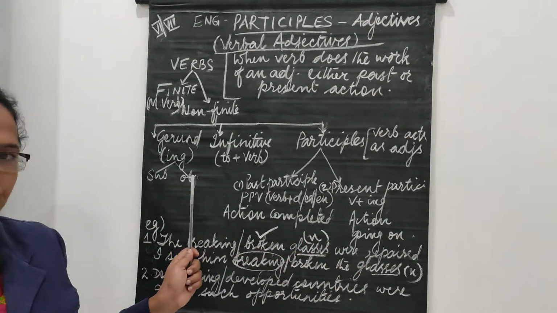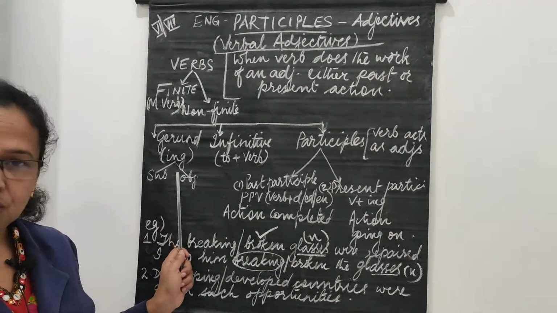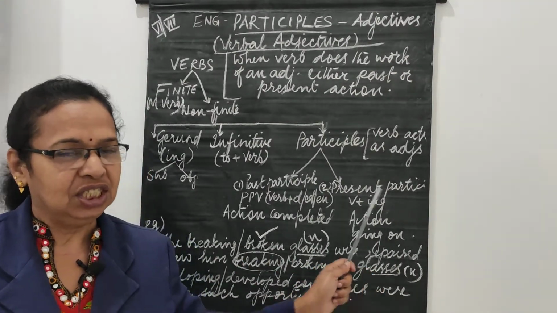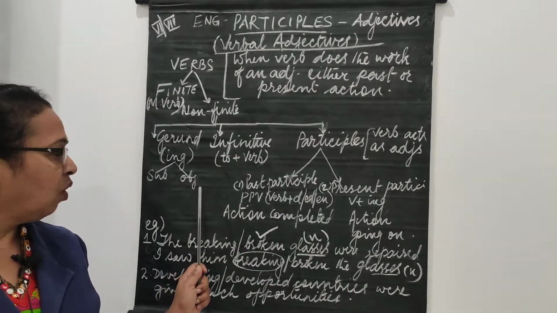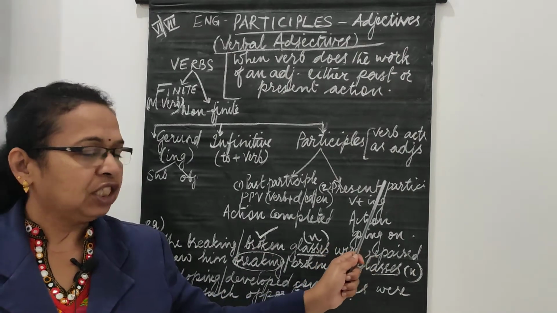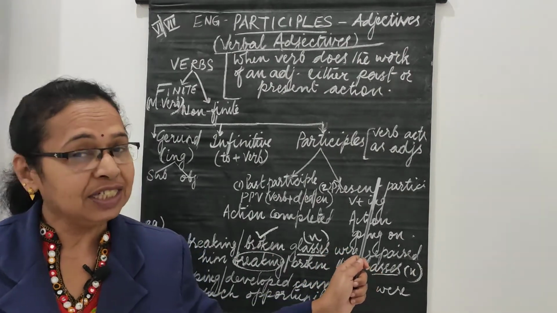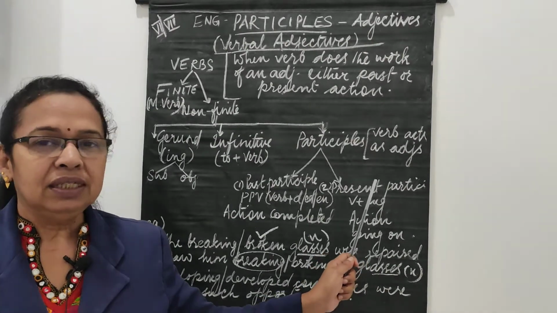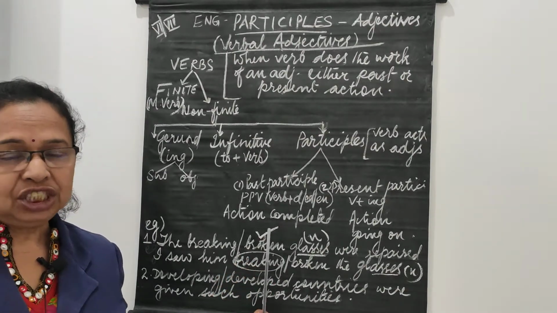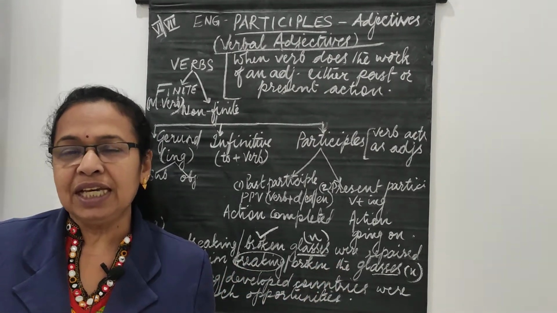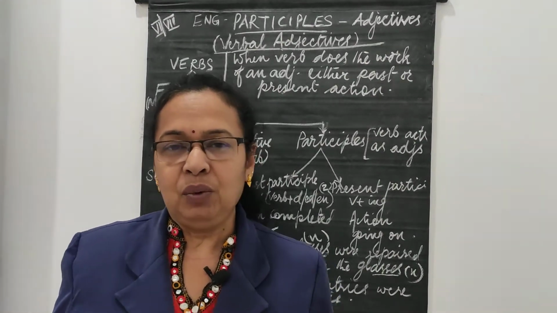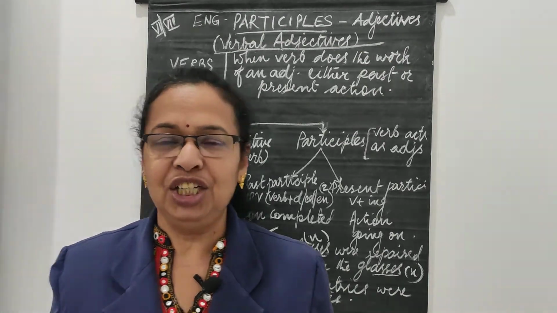The thing to be noted over here is that a gerund is also verb plus ing. Present participle is also verb plus ing. A gerund does the work of a subject or an object in a sentence, whereas verb plus ing in the present participle form does the work of an adjective in a sentence. That means it describes more about the noun. Past participle is action completed, whereas present participle is action incomplete or still going on. I hope the topic is very simple and very clear to you.